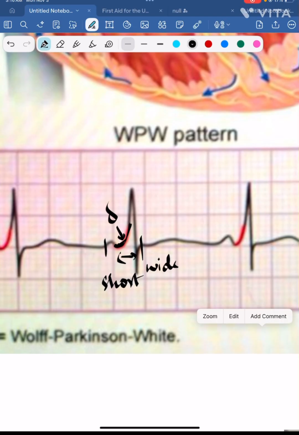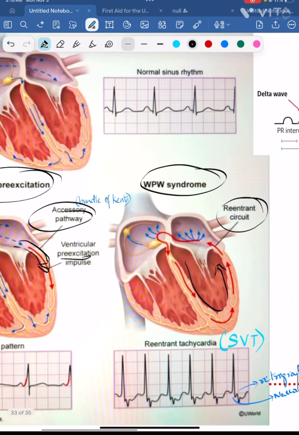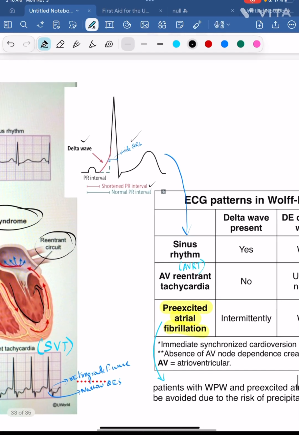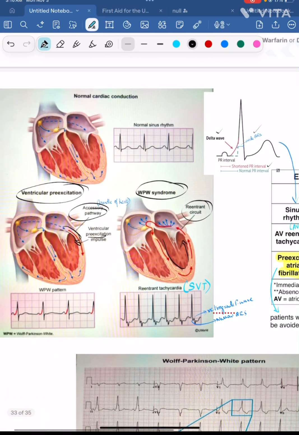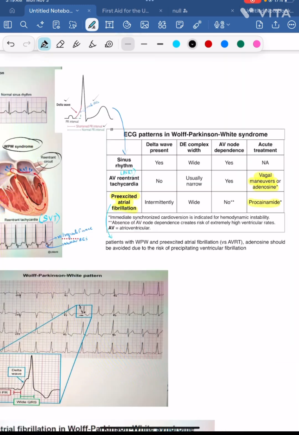Now because there's a slope, the QRS has become broad, right? And you can see the PR segment has also shortened. So if you look at it logically, all 3 things come together. You have short PR, you have delta wave, and you have wide QRS. These are the 3 ECG features of Wolff-Parkinson-White syndrome: short PR, wide QRS, and delta wave.